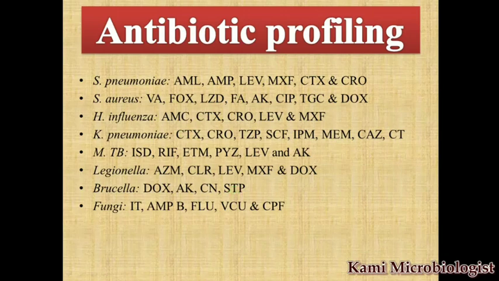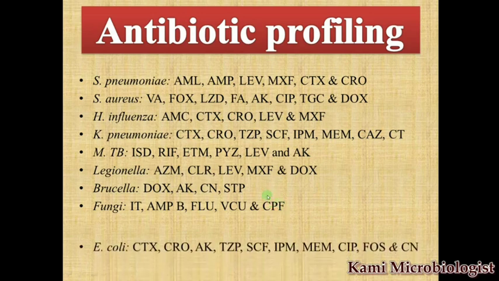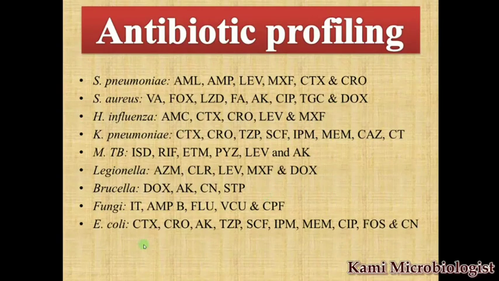For fungi, you have to use itraconazole, amphotericin B, fluconazole, voriconazole, and we have caspofungin. This is a type of fungal drugs. When you find E. coli, you have to use cefotaxime, ceftriaxone, amikacin, tazobactam, or we can say cefoperazone plus sulbactam. You have to use imipenem, meropenem, ciprofloxacin, fosfomycin, and gentamicin.